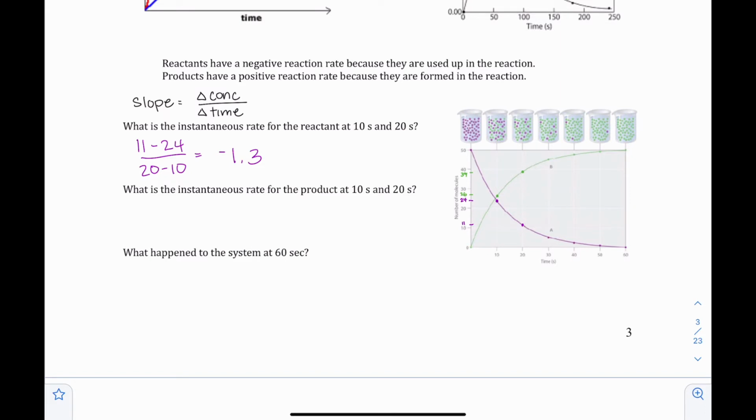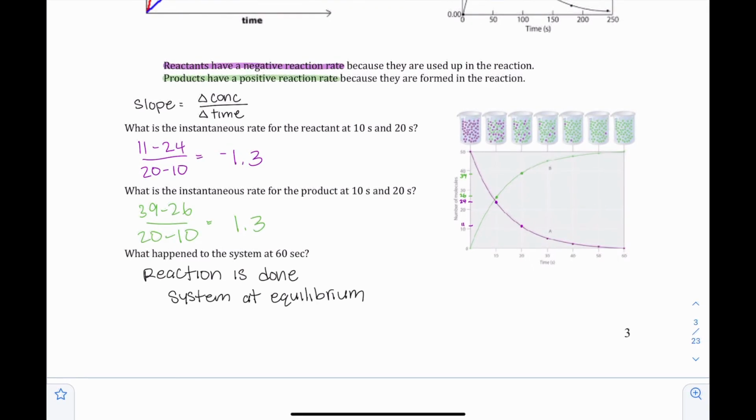The second question asks for the rate of the product between 10 and 20 seconds. So now we'll calculate the slope of the product during that same time. Notice how the rate of the reactant being used up is the same as the rate of the product being formed. Now that's not always the case, but it makes sense here because the slopes look similar in the graph. The difference is the rate of the reactant is negative because it's being used up during the reaction, and the rate of the product is positive because it's being formed during the reaction.